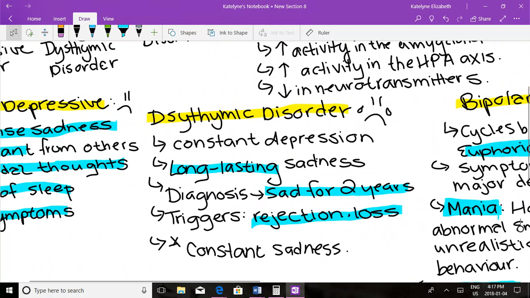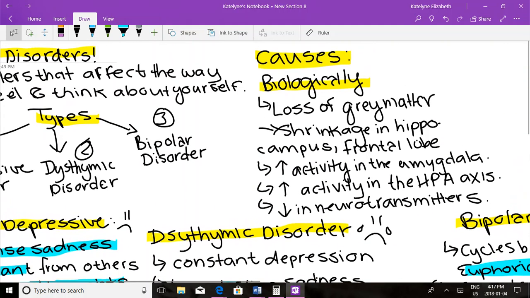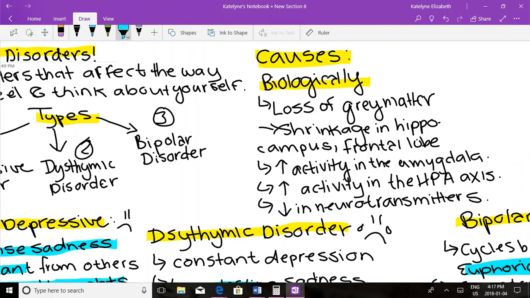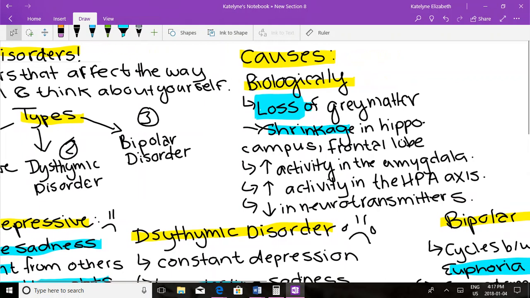So we just talked about major depressive disorder, dysthymic disorder, and bipolar disorder. And now we are going to just talk briefly about the biological causes of mood disorders. So biologically, a loss in gray matter is linked to an increased prevalence of mood disorders. Also, shrinkage in the hippocampus and the frontal lobe is pretty prevalent with mood disorders. They also exhibit high activity in the amygdala.